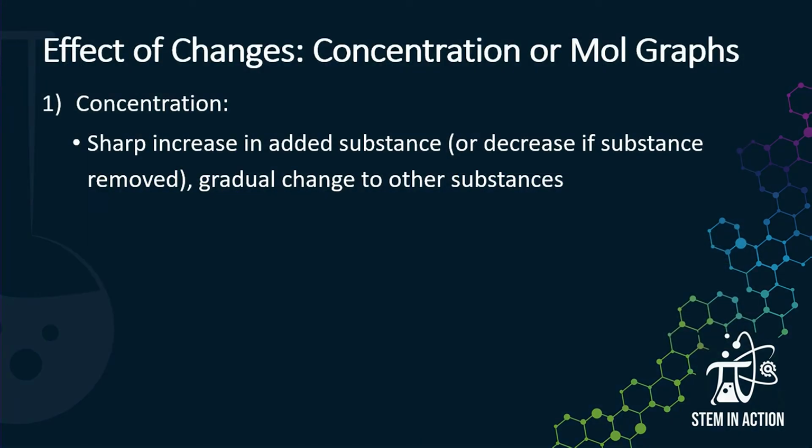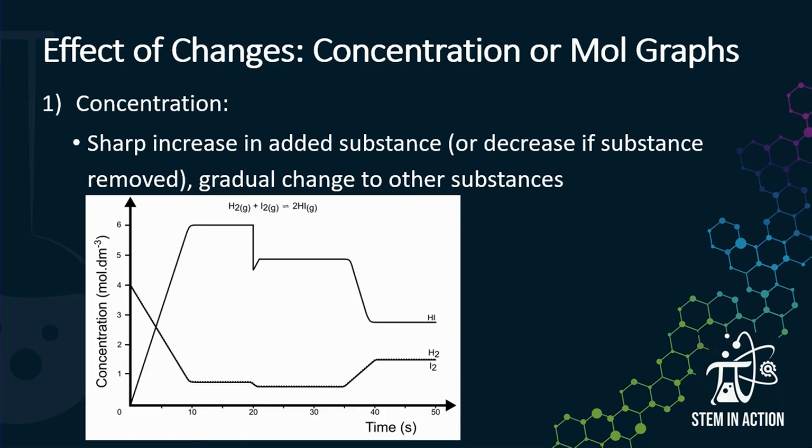So how will the change in a concentration affect the graph of concentration versus time for a reaction that is in equilibrium? First, we'll see a sharp increase in the added substance, or if a substance is removed, we'll see a sharp decrease, and then a gradual change to the other substances. If we have a look at the graph on your screens at the moment, we can see over here we had equilibrium, right? The concentrations were constant, and so that tells us that there's equilibrium. And then here at time 20 seconds, there is a change that occurs here.